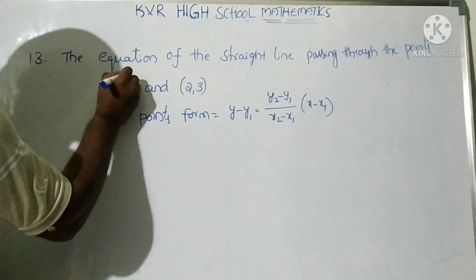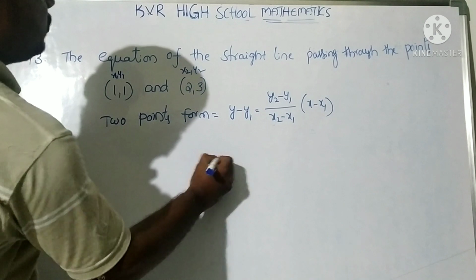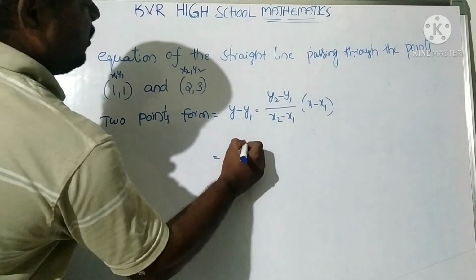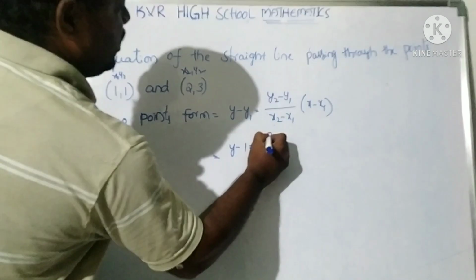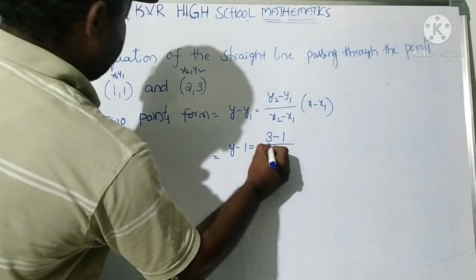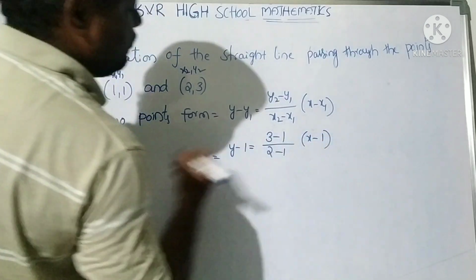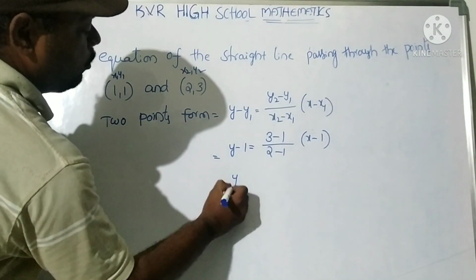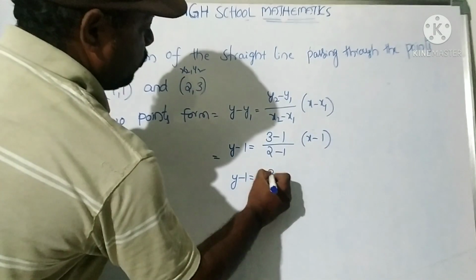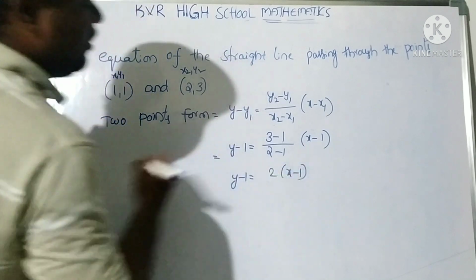The first point is (x1, y1) and the second point is (x2, y2). Substituting: y minus y1 value 1 equals y2 value 3 minus 1 by x2 value 2 minus 1, into x minus x1 value 1. So y minus 1 equals 3 minus 1 is 2, 2 minus 1 is 1, so finally 2 into x minus 1.